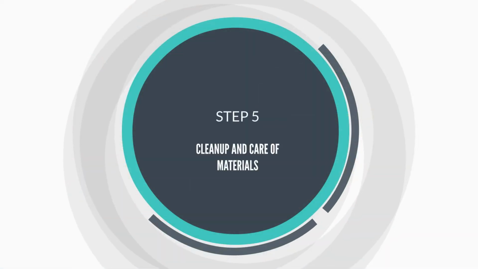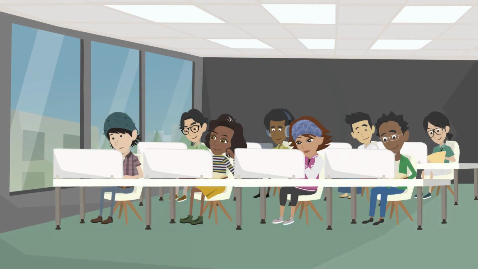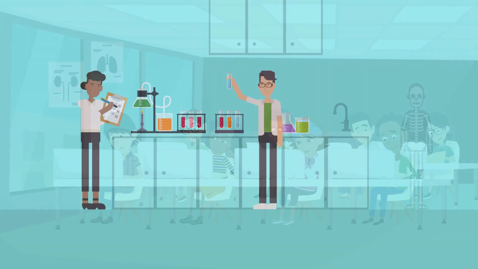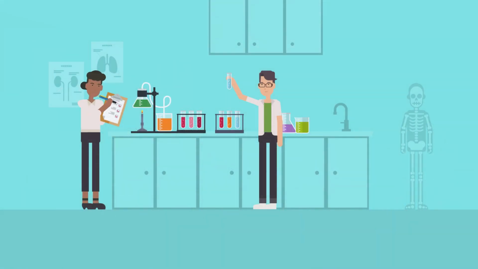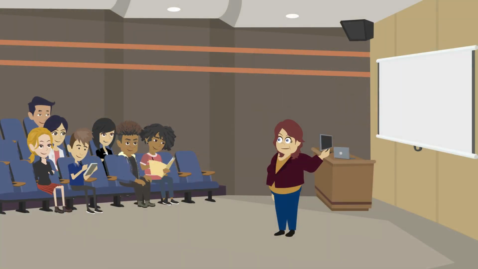Step 5: Cleanup and care of materials. In this step, students are shown where the material is kept. Have one student model the cleanup and putting away of the material. Everyone watches and then a few students share what they observed. As the whole class begins the cleanup, the teacher observes and reinforces, reminds, or redirects as needed.